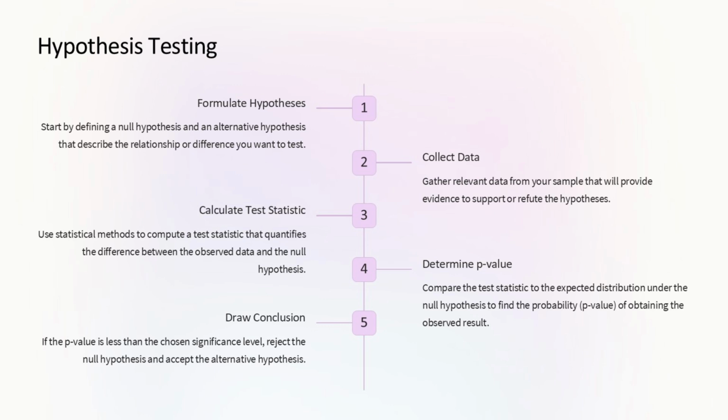We then use statistical methods to compute a test statistic that quantifies the difference between the observed data and the null hypothesis. We compare the test statistic to the expected distribution under the null hypothesis to find the probability, or p-value, of obtaining the observed result. If the p-value is less than the chosen significance level, we can reject the null hypothesis and accept the alternative hypothesis. This allows us to draw a conclusion about the population parameter based on the sample data.